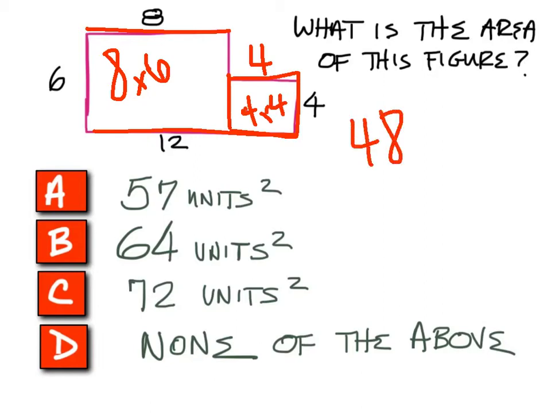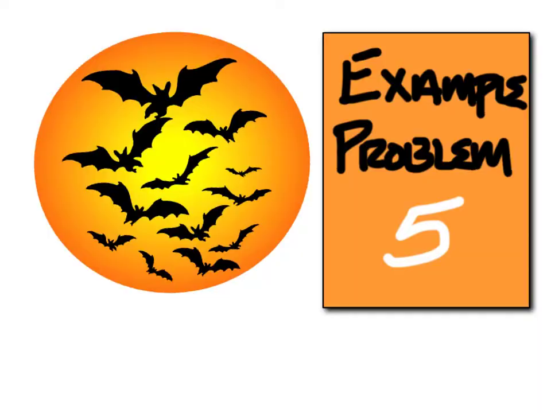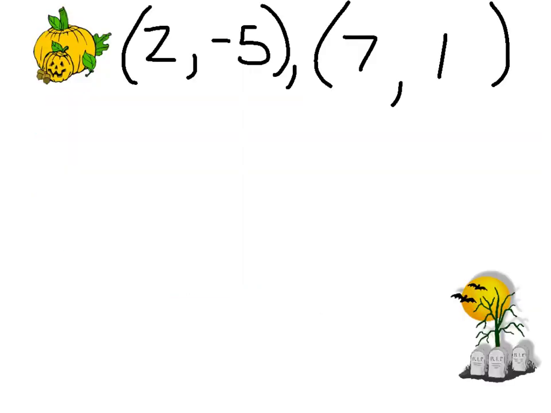8 by 6 is 48, and 4 by 4 is 16. So when we add those together, we get 64. So our answer is B.